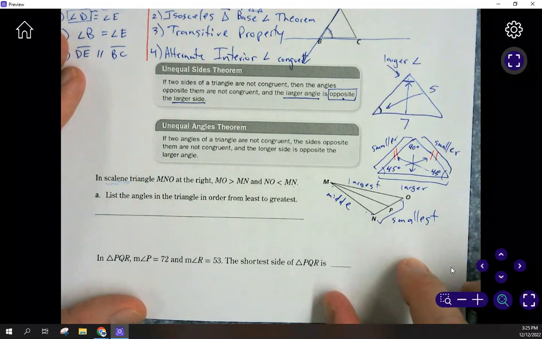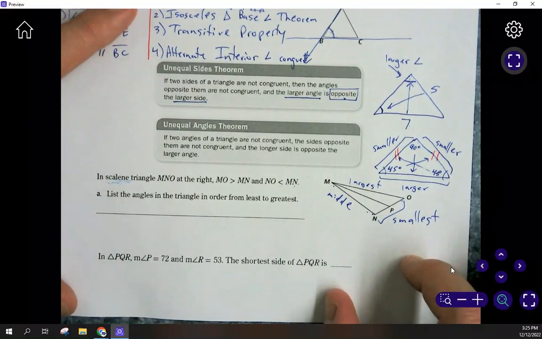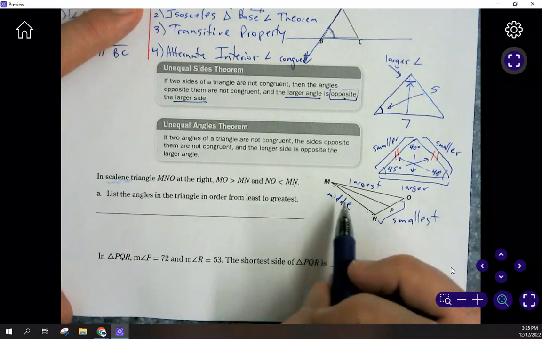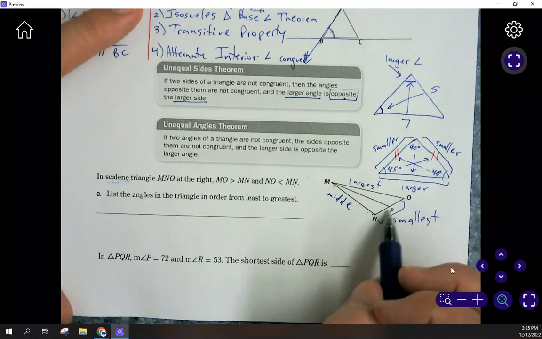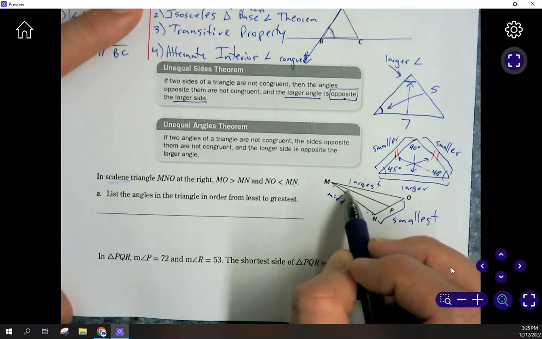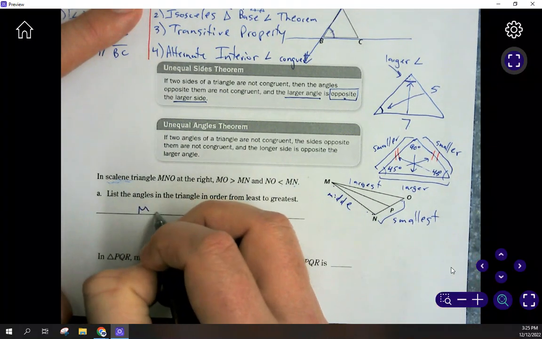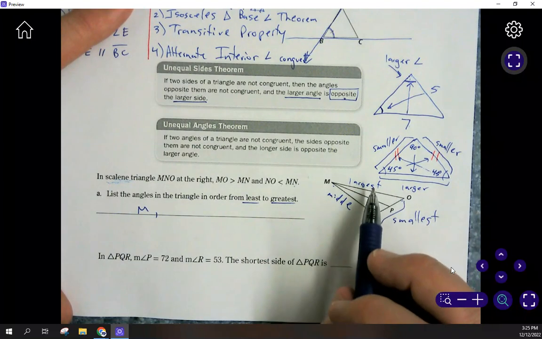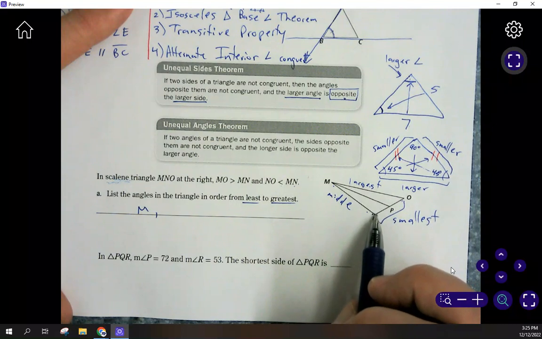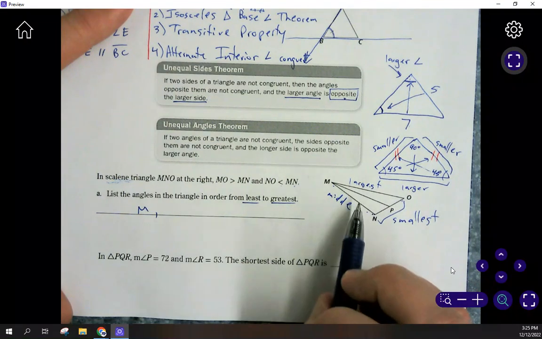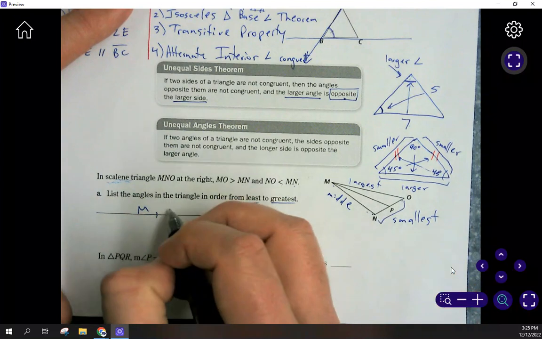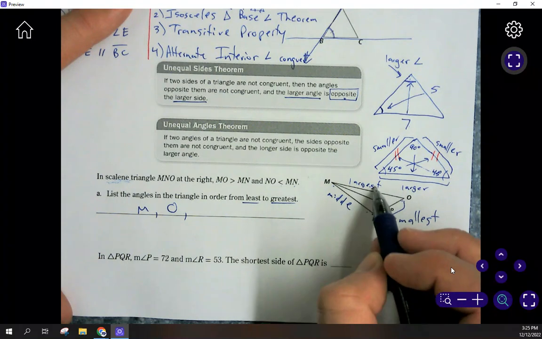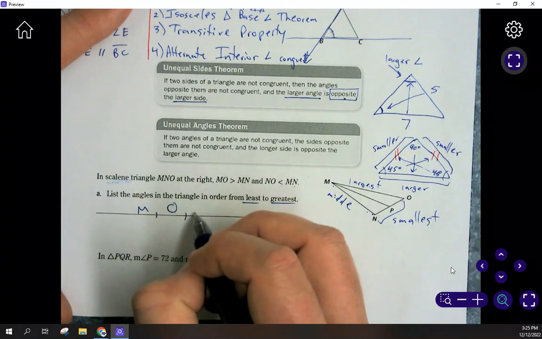List the angles in the triangle from least to greatest. Okay, so from least to greatest, the smallest angle is going to be across from the smallest side. So my smallest side is here. You go across the shape. Angle M is going to be the smallest. We're going from least to greatest. The biggest angle is going to be across from the largest side. So N is the largest. So if we're going from least to greatest, the next angle in this triangle would be O. And then again, the largest angle is across from the largest side. And so that is N.